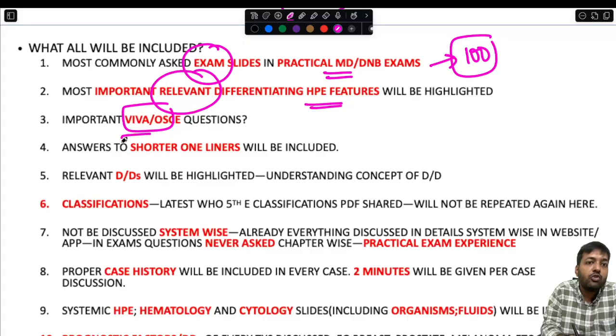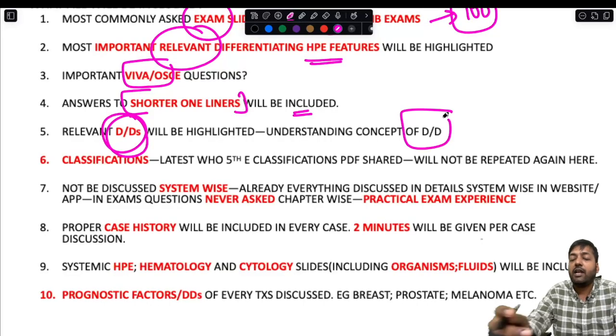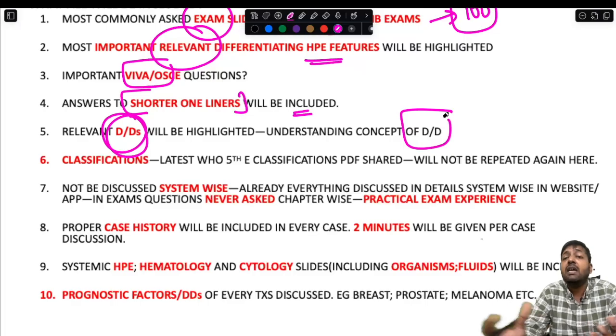So answers to shorter one-liners are included. Relevant differential diagnosis will be highlighted. Remember, what is the concept of differential diagnosis? Many students ask me, sir, can you give me a particular book which is having differential diagnosis?